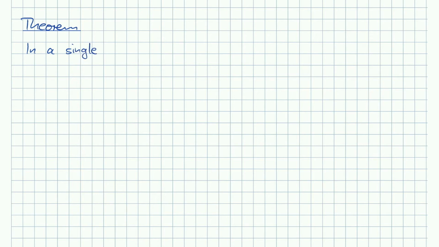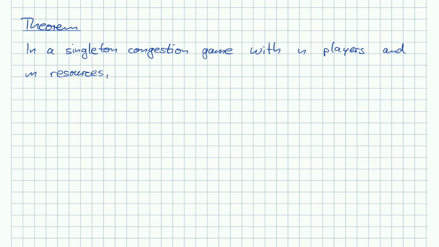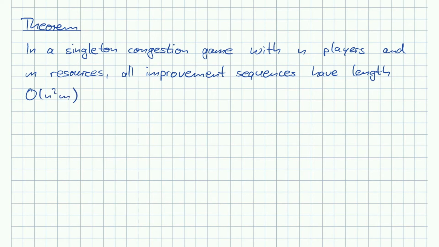In a singleton congestion game with n players and m resources, improvement sequences have length O of n squared times m. How do we prove this?